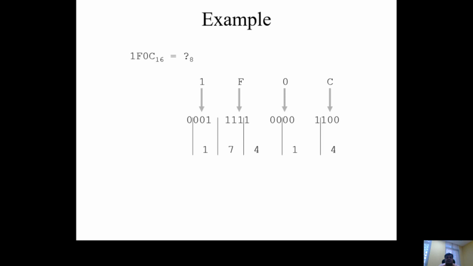So 100, 001, 100, 111, 001 and 0. So 100 is 4, 001 is 1, 100 is 4 and 111 is 7 and 001 is 1. And we will skip the 0 because it is not required. So the answer is 17414, which is equivalent to hexadecimal 1F0C.